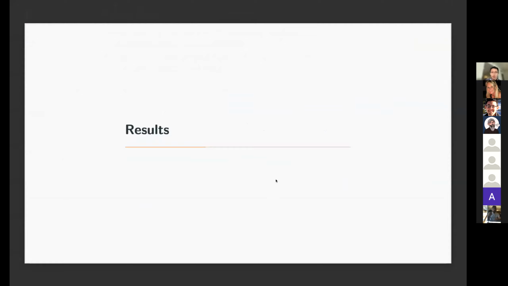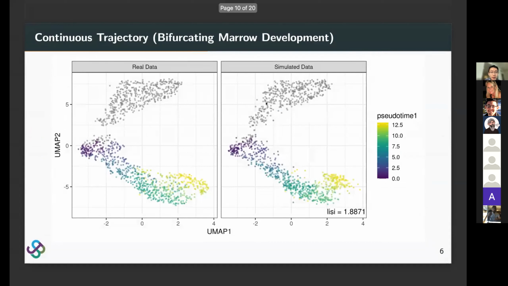So here we come to the results of our SEZ3 framework. The first result I want to show here is an example for bifurcating marrow development data. This is continuous trajectory data with two lineages. You can see the first half is one lineage and the second half is the other lineage. Here we only show the first lineage by showing the continuous pseudotime of this lineage. From dark blue to yellow, the pseudotime is increasing.